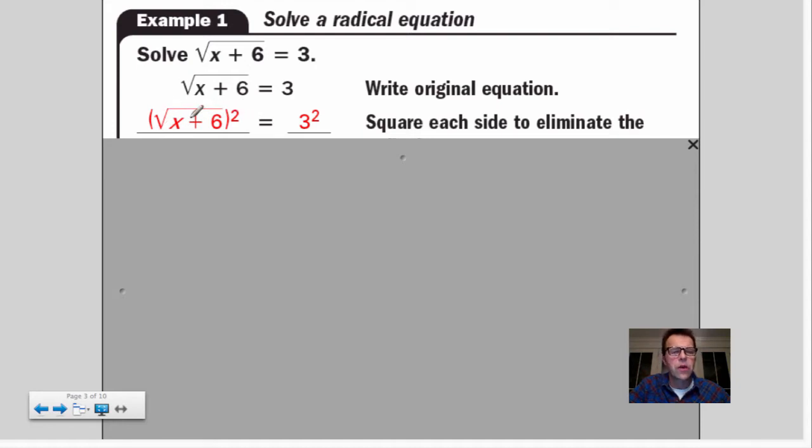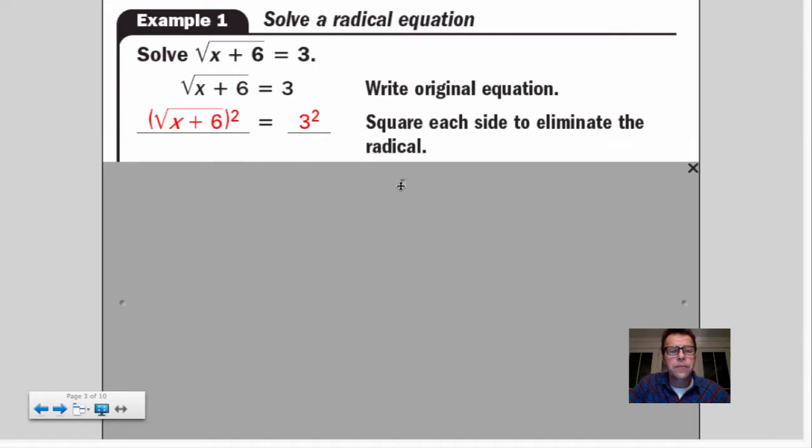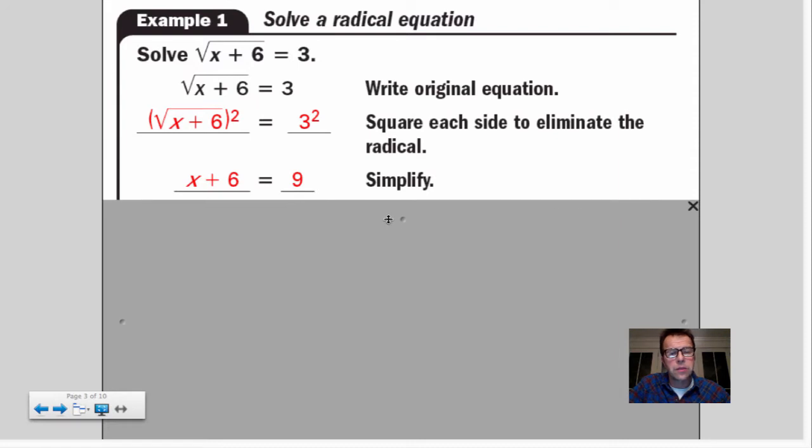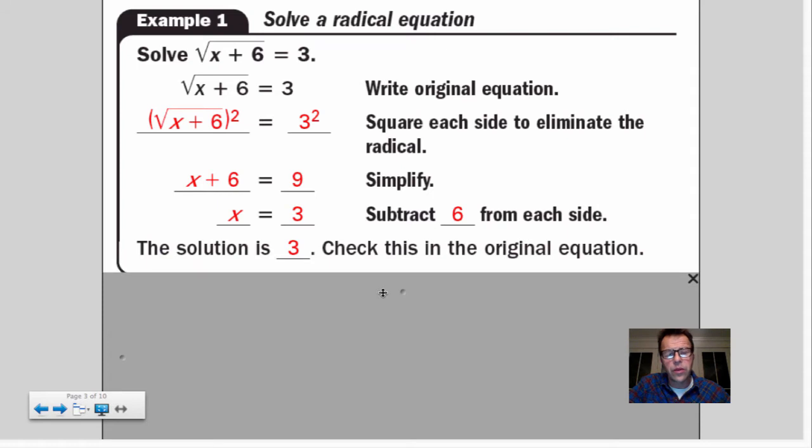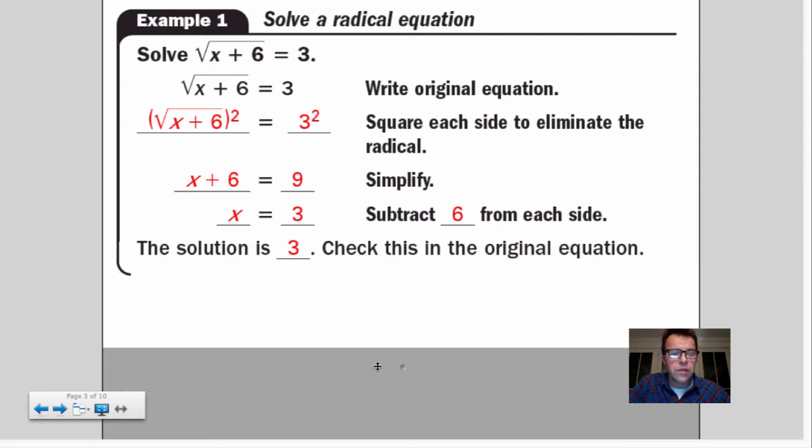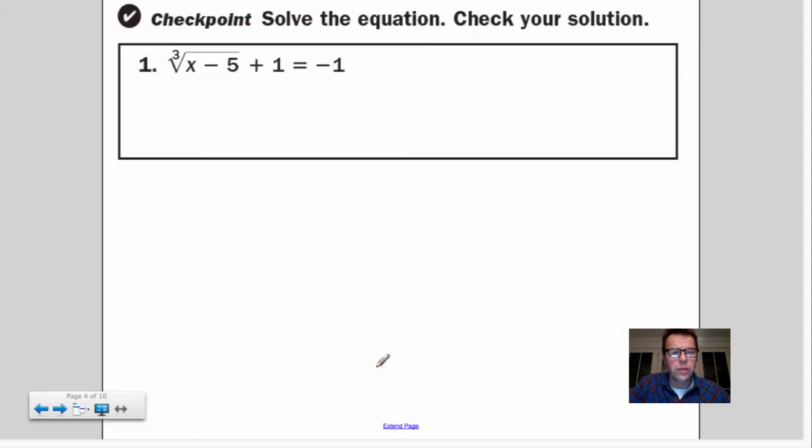Again, you guys should feel comfortable. Square root and square would cancel each other. But we have to do it to both sides of the equation. So we're left with x plus 6 equals 9, and then finally x equal to 3. And so that's your answer. Pretty straightforward. So go ahead and try one yourself.